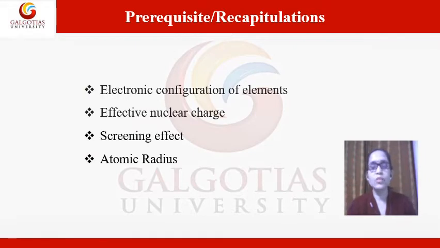So what are the prerequisites for today's class? You should know the electronic configuration of elements, what effective nuclear charge is and how it affects atomic radius, what the screening effect or shielding effect is, and what atomic radius is. All these things we have discussed in the previous class.